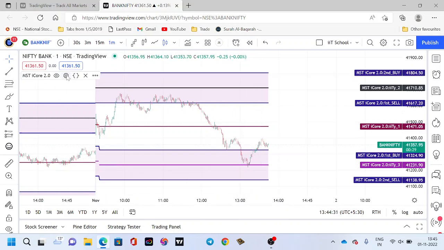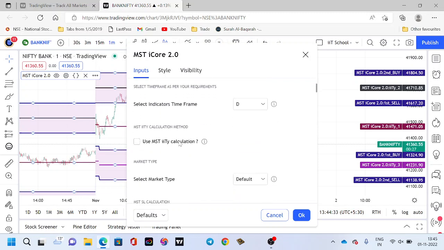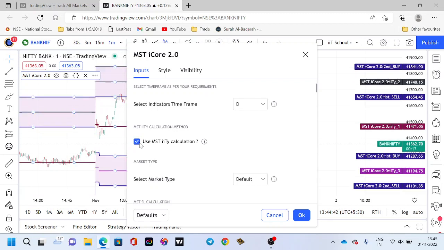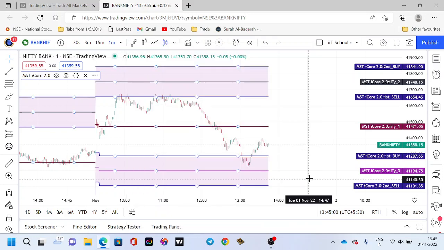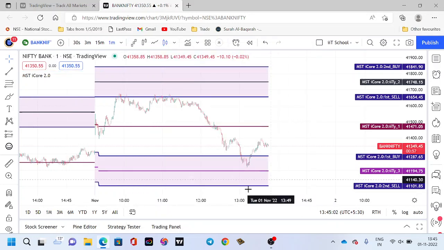Another opportunity we have in the indicator is the IIT calculation. When and where do we have to use the calculation? Whenever the first three 15 minutes candles or first 5 minutes candles are green, then you can use this IIT calculation for the sell entry. Similarly, whenever the first three 5 minutes candles or first three 15 minutes candles are red, then you can use this for the buy entry. If you don't understand this, simply use default settings.